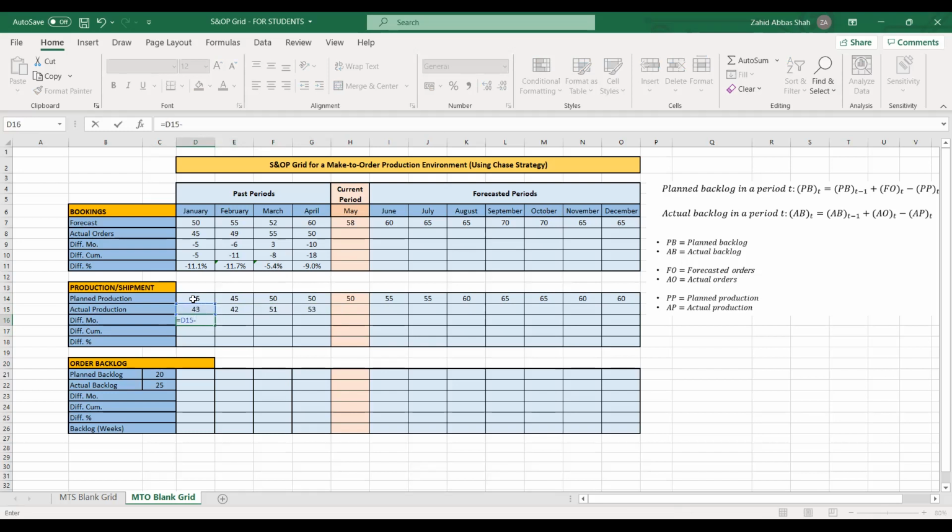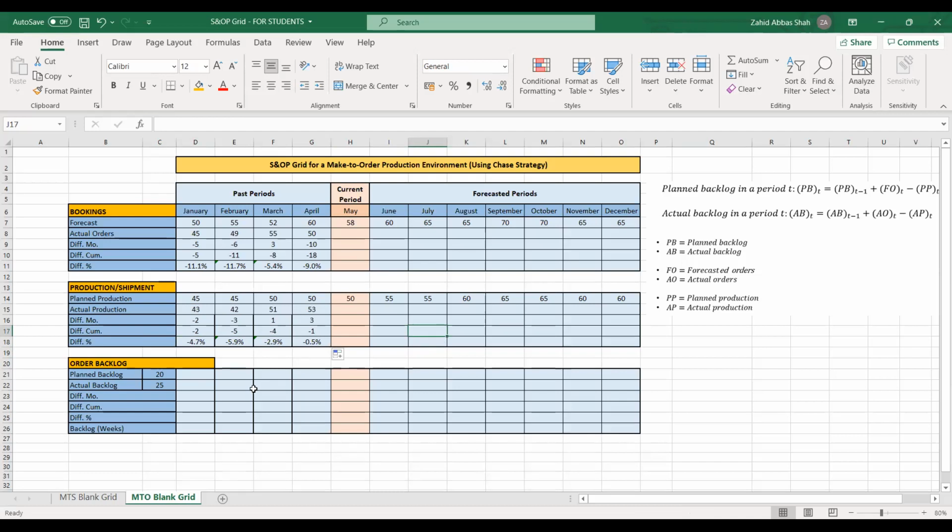So actual production minus planned production is the difference of the two. Then we can have the cumulative difference. Similarly, we can see the difference as a percentage. So that will be equal to this cumulative difference divided by the sum of the actual production. Now here you could see that as a whole, there is little difference between actual production and planned production. So as a whole, we have produced as planned. So that is something good.